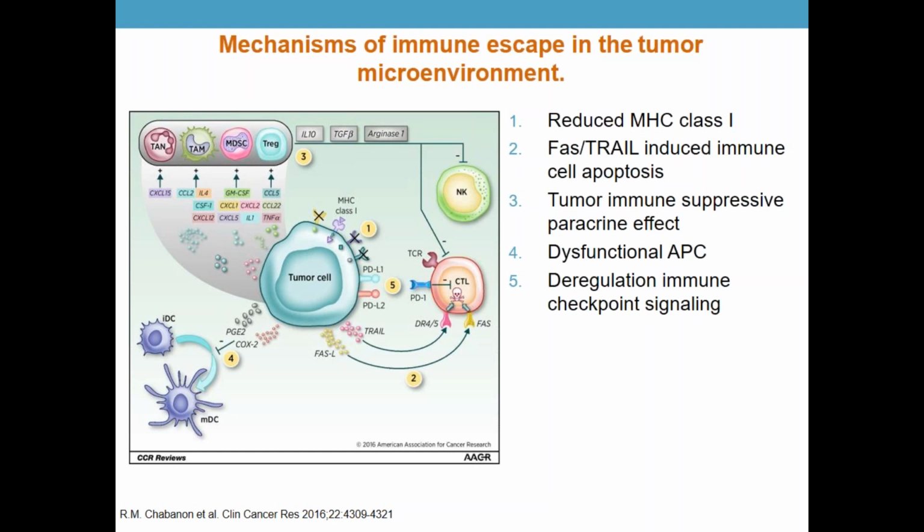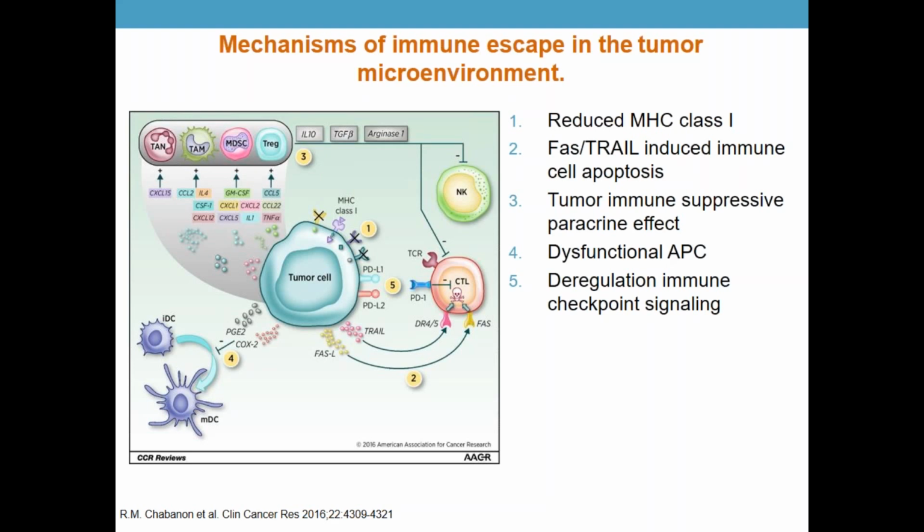So if that's reduced in the tumor, and a reasonable percentage of almost all tumors will have absence or aberrations of this presenting MHC class 1, that can impair immune responses. A second way is to have the tumor cells overexpressing something called Fas ligand.